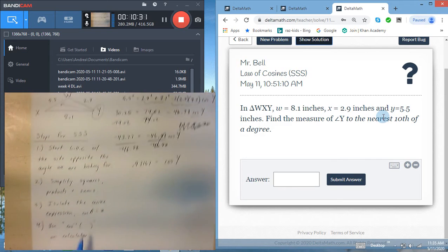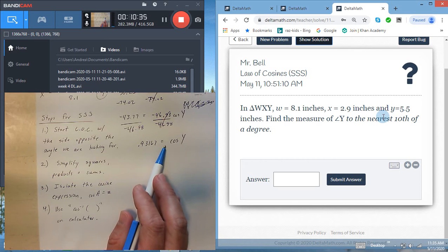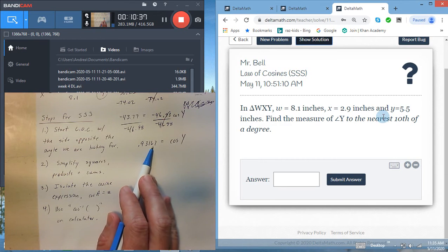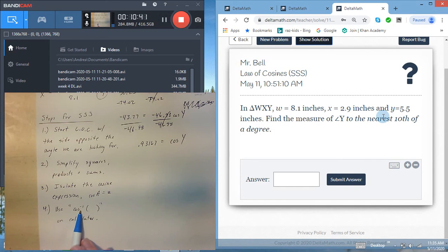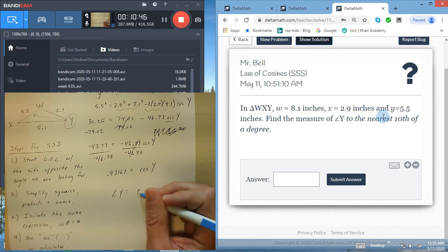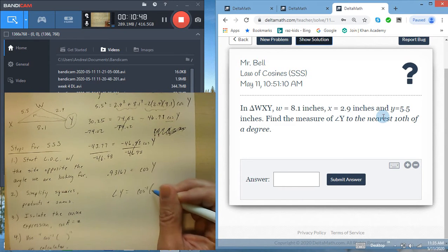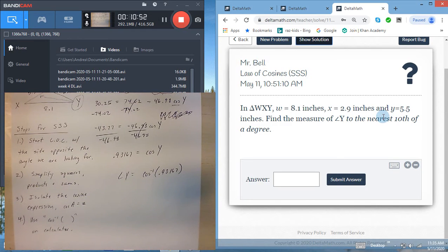All right, so we're there. We isolated it. Step 4: when we have cosine of an unknown angle equals a ratio, we can punch this in our calculator. Use the inverse cosine button on the calculator. So angle y will be equal to the inverse cosine of the ratio that we have there. Punch that in.